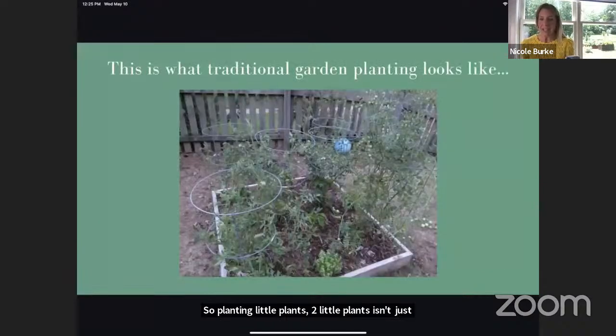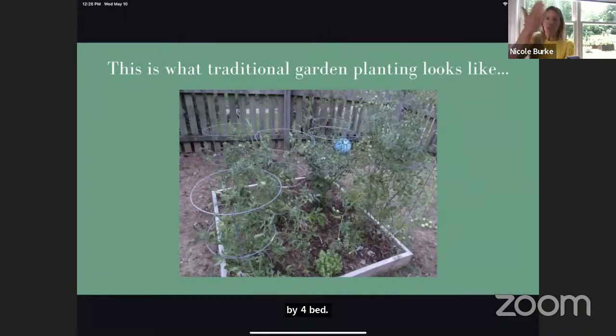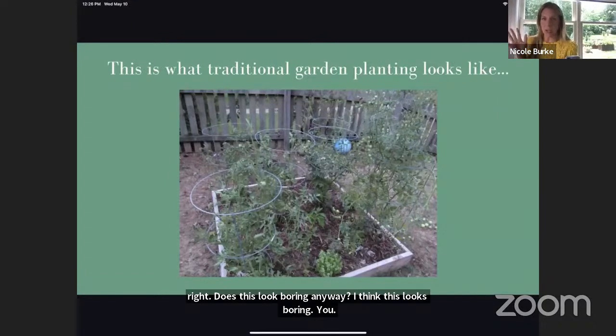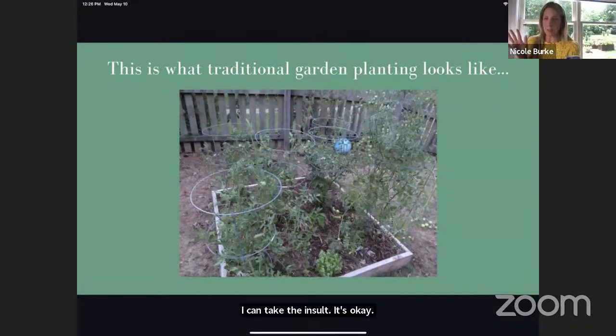That stinks. So let me show you what I did when I planted my first 4x4 bed. This is a 4x4 bed. If any of you said 5 plants for a 4x4 bed, you chose what I chose way back in 2011. This is basically 5 tomato plants. All right. Does this look boring? Anybody think this looks boring? I can take the insult. It's okay. Raise your hand if you think this looks boring. It looks boring. Yes.